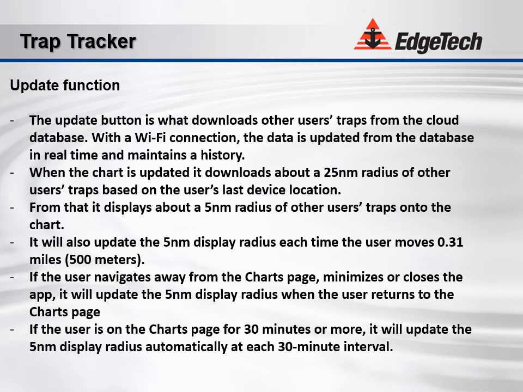It will also update the 5 nautical mile display radius each time the user moves about 500 meters, or a third of a mile. If the user navigates away from the charts page, minimizes or closes the app, it will also update the 5 nautical mile display radius when the user returns to the charts page. If the user is on the charts page for 30 minutes or more, it will update the 5 nautical mile display radius automatically at each 30-minute interval.